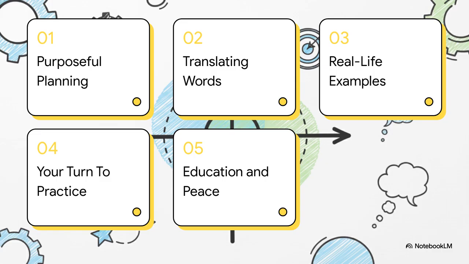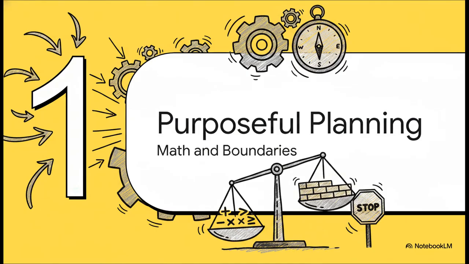Here's our flight plan for today. 1. Purposeful planning and math. 2. Translating words into math. 3. Real-life inequality examples. 4. Your turn to practice. And 5. Education, morality, and peace. Starting right off with Section 1, Purposeful Planning and Math.